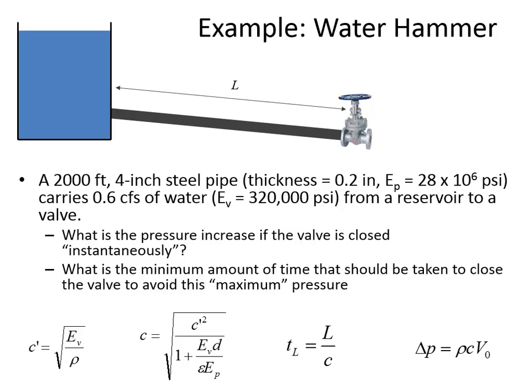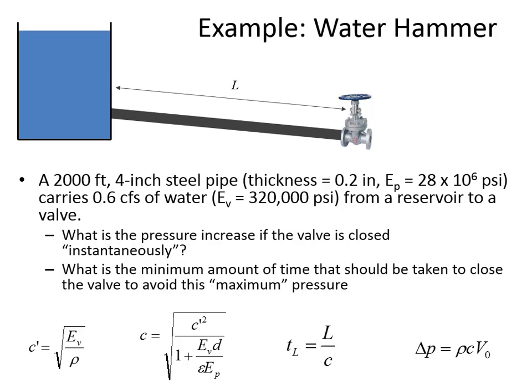For the temperature that we've got, for the thickness of that pipe, for what it's made out of, that's how quickly the shock wave moves through this pipe. And so the maximum increase in pressure that we could potentially see, the delta P, is going to be the density times the celerity times the initial velocity.